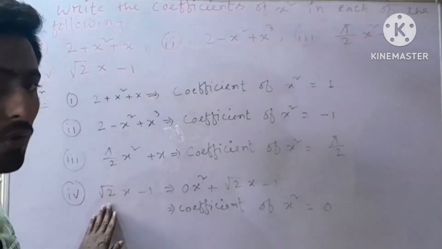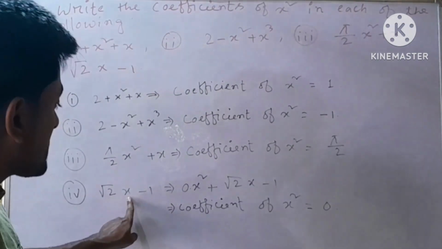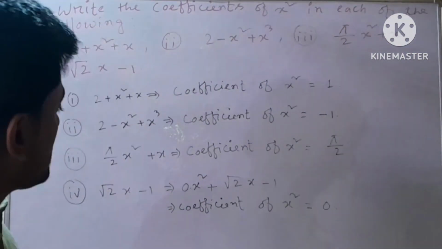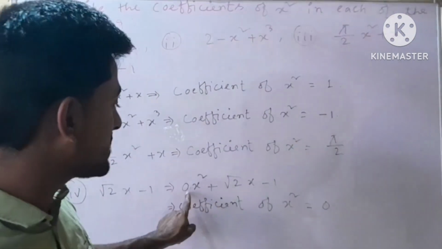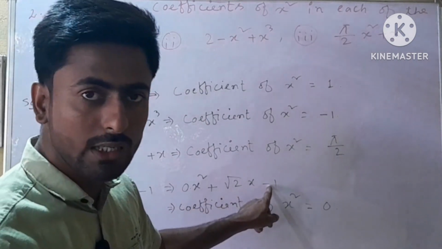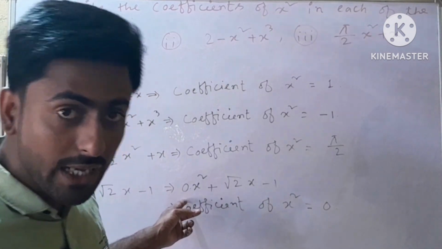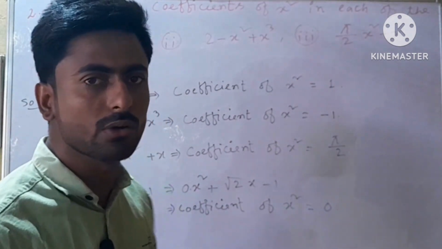Next, Roman number 4, the polynomial given is root over 2x minus 1. Students, here you see the x square term is absent. So we can write this polynomial like 0x square plus root over 2x minus 1. Now you see 0 is multiplied with x square. Therefore, here coefficient of x square will be equal to 0.